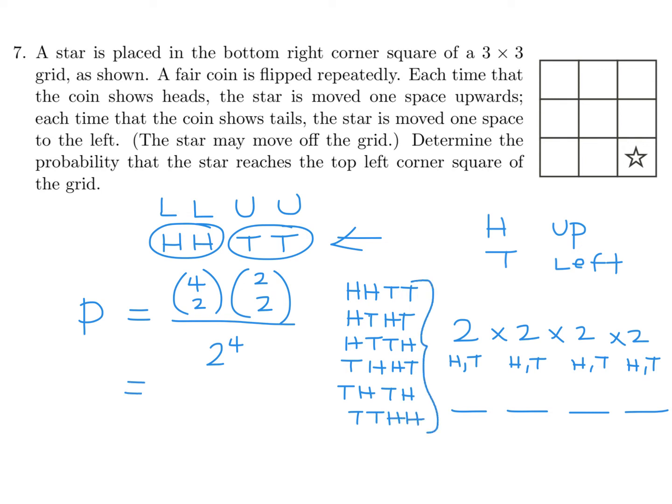Interestingly, 4 choose 2 is also 6. It's 4 factorial over 4 minus 2 factorial over 2 factorial. And 2 choose 2 is just 1. And then 2 to the power of 4 is 16.